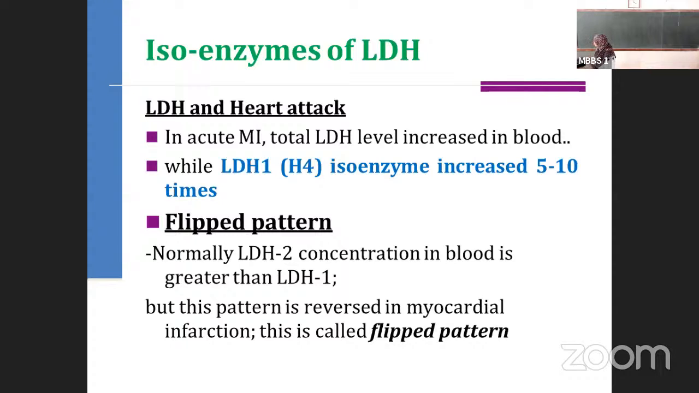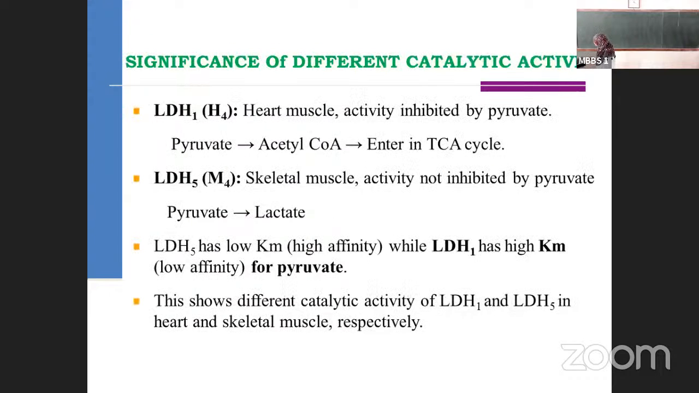Normally, the LDH2 level will be more when compared to the LDH1 level, but in myocardial infarction, the level of LDH1 is increased more when compared to LDH2. So this pattern of increase in the concentration of LDH1 when compared to LDH2 is called the flipped pattern, which is commonly seen in myocardial infarction. So what is the specific one? Which isoenzyme of LDH is specific for myocardial infarction? It is LDH1.